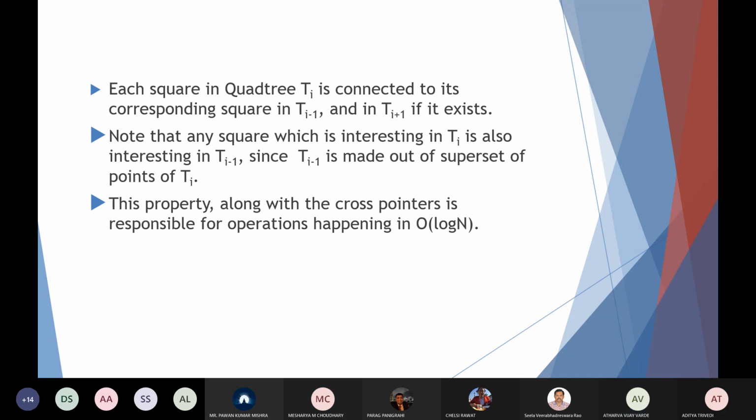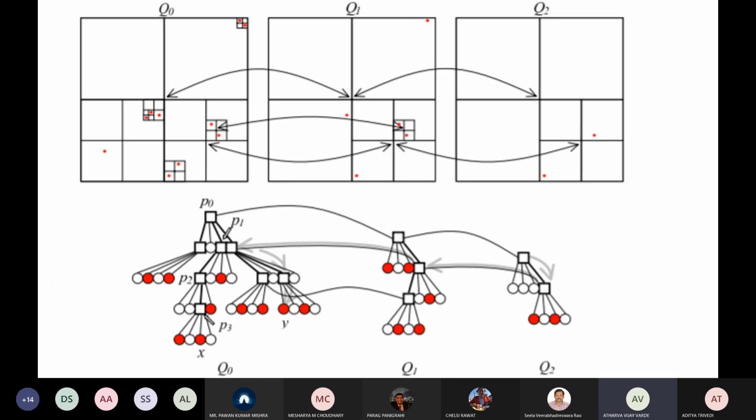So if you can go ahead. Yeah, this is an example. Let us imagine that Q0 is the tree built on the entire point set. Then Q1 is built on a subset of the points in Q0, and Q2 is built on a further subset.